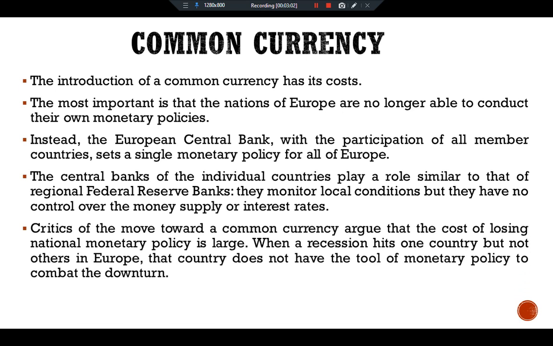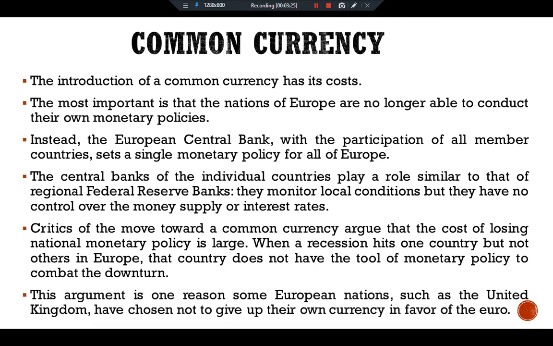Critics of the move towards a common currency argue that the cost of losing national monetary policy is large when a recession hits one country but not others in Europe. That country does not have the tool of monetary policy to combat the downturn. So this argument is one reason some European nations such as the United Kingdom have chosen not to give up their own currency in favor of the euro.